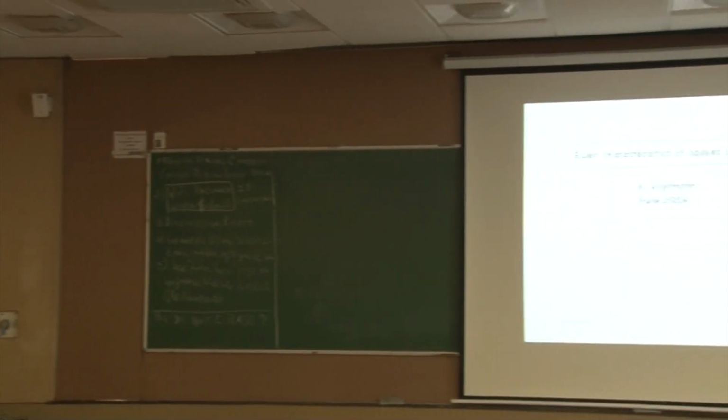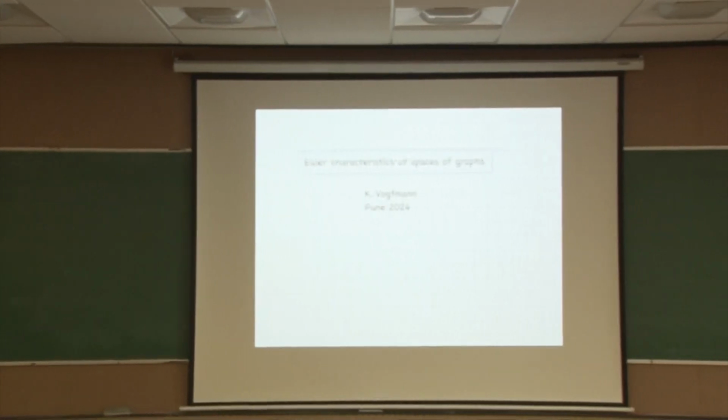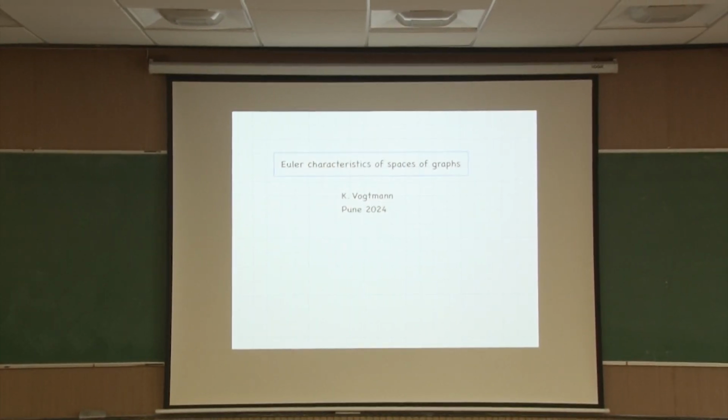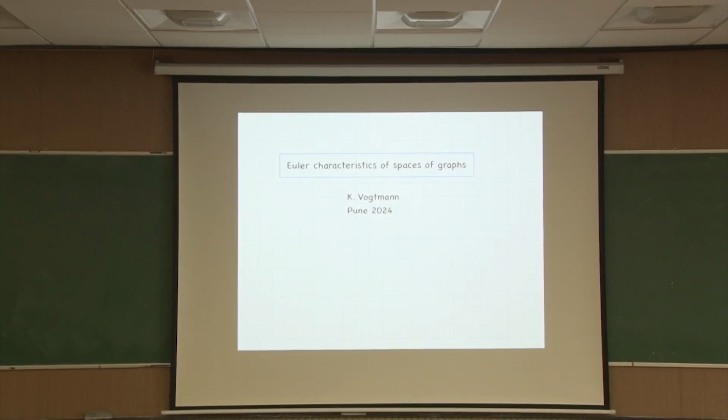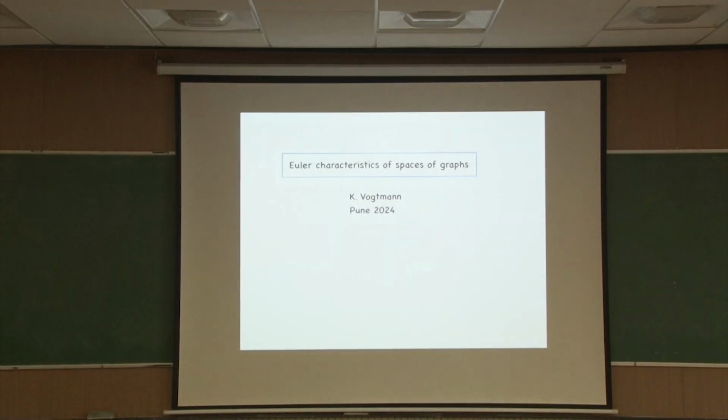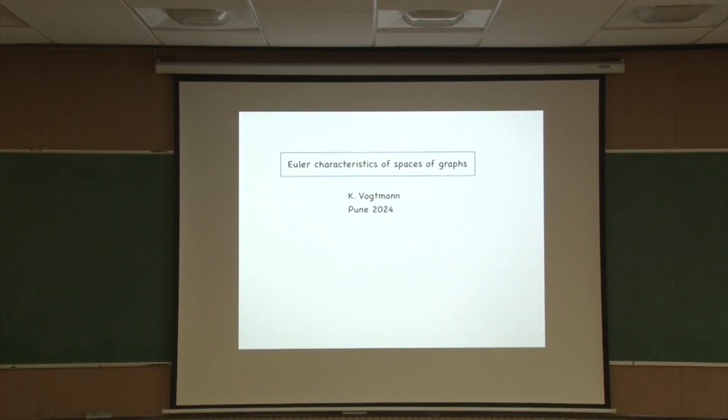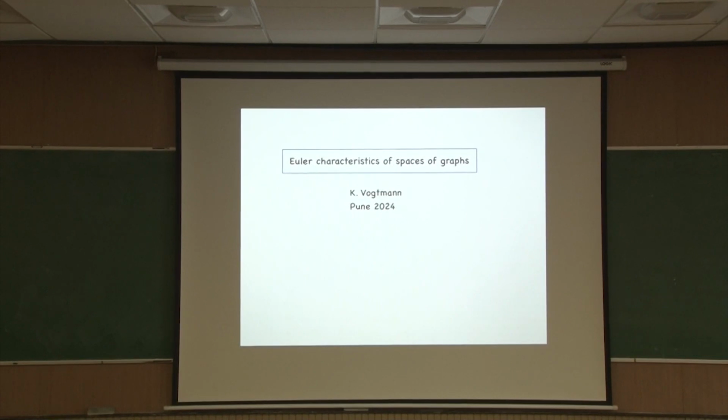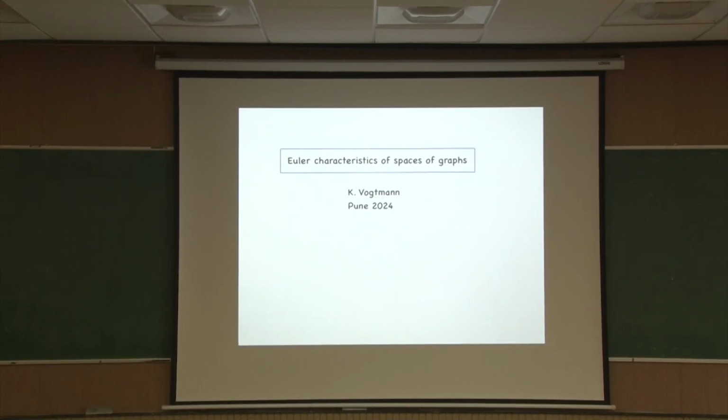Right, so I want to talk about Euler characteristics of spaces of graphs. Okay, so what kind of spaces am I talking about exactly?